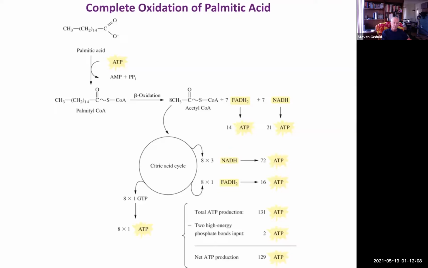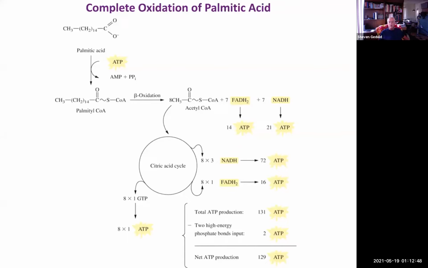The first step always uses up two high energy phosphate bonds, where ATP goes to AMP and P. Then we cleave it into 2-unit sections. Every time we break a bond, it releases energy: 1 FADH2, 1 NADH. Every NADH is worth 3 ATPs. Every FADH2 is worth 2 ATPs. Then we run every 2-carbon segment through the citric acid cycle.